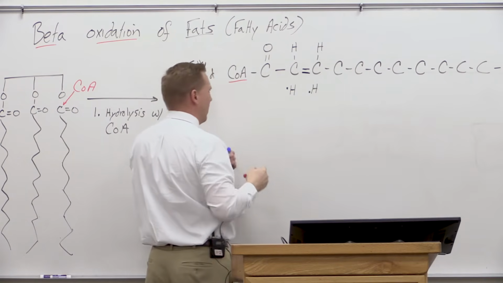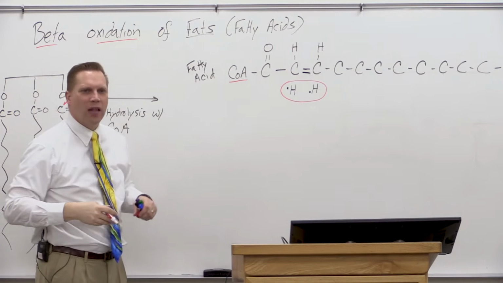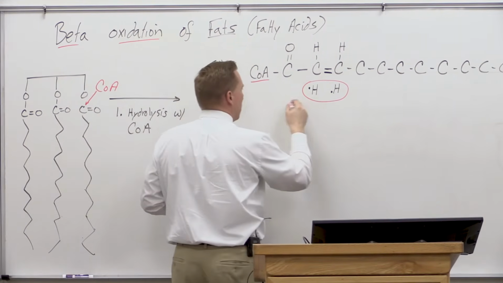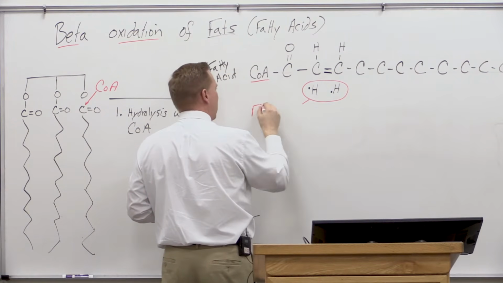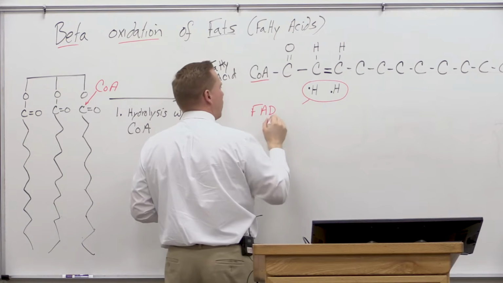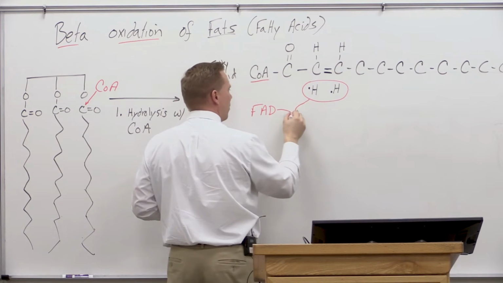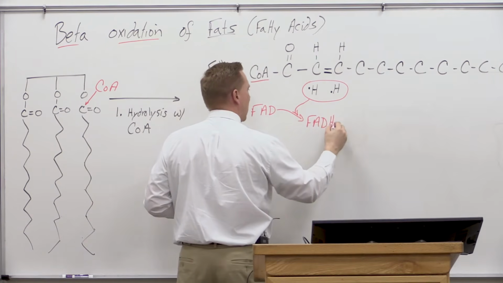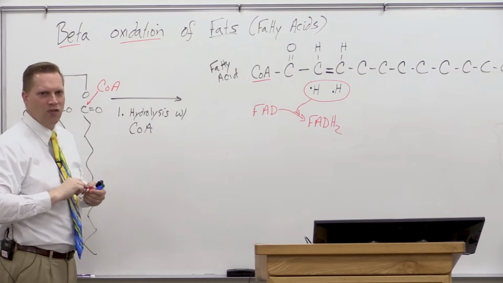Now, these 2 hydrogens right there, they can't just hang out with 1 electron. They need to fill their octet rule. And so we are going to take a molecule of FAD, and we're going to add those hydrogens onto it to make FADH2. So we're going to add those 2 hydrogens to make FADH2.